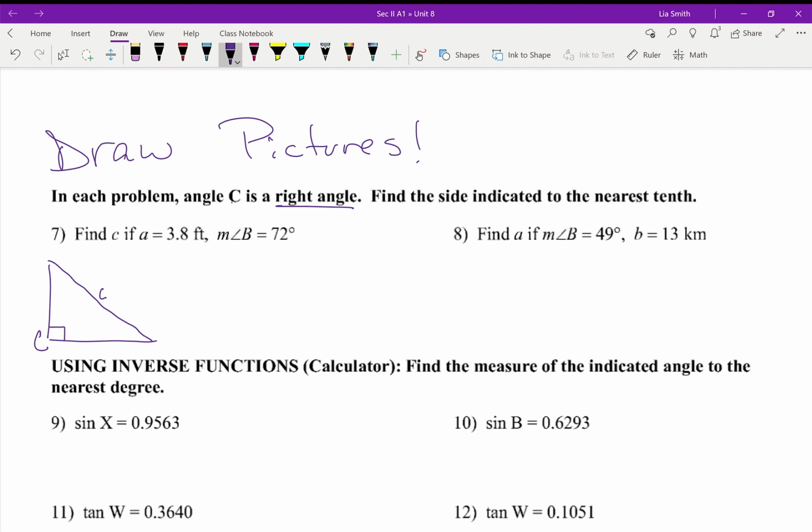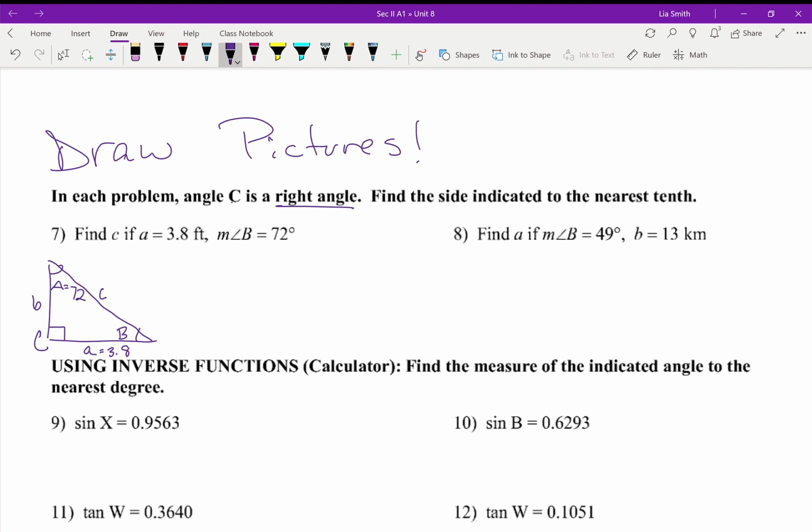Now for A and B, it does not matter whatsoever which one is which. If I pick this one to be A and this one to be B, that means the side opposite here would be little b, and the side opposite here would be little a. Once I've identified those pieces, let me plug in the numbers they give me. They tell me that side a is 3.8 feet, and that the measure of angle B is 72.